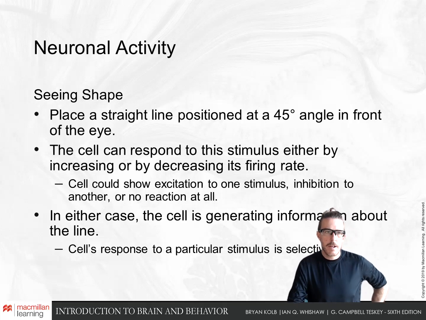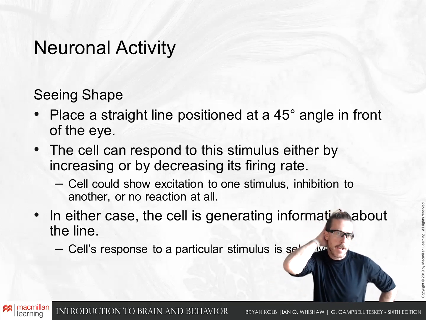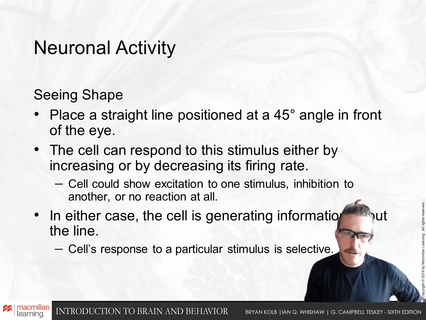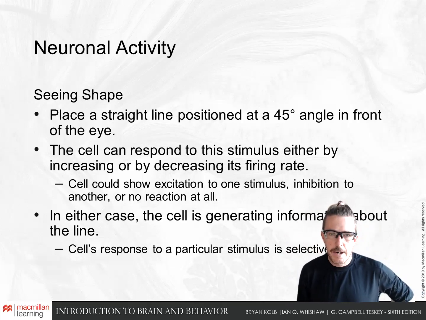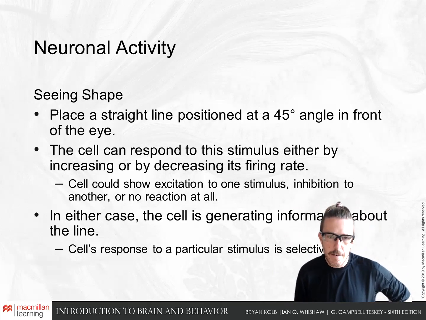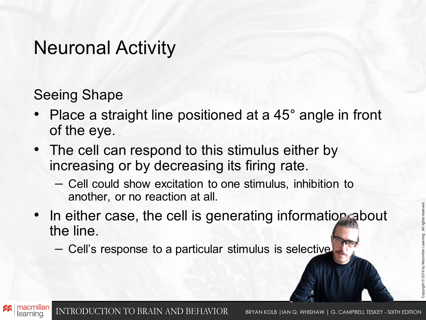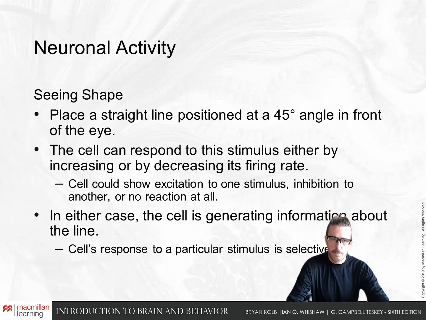So we can place a straight line, just a line on a piece of paper, in front of the eye. And if the cell that you're measuring from likes that line, it will increase or decrease its firing. If it has no reaction, then it doesn't care about that line at all. So if it cares and it changes its firing rate, it's generating information about the line.